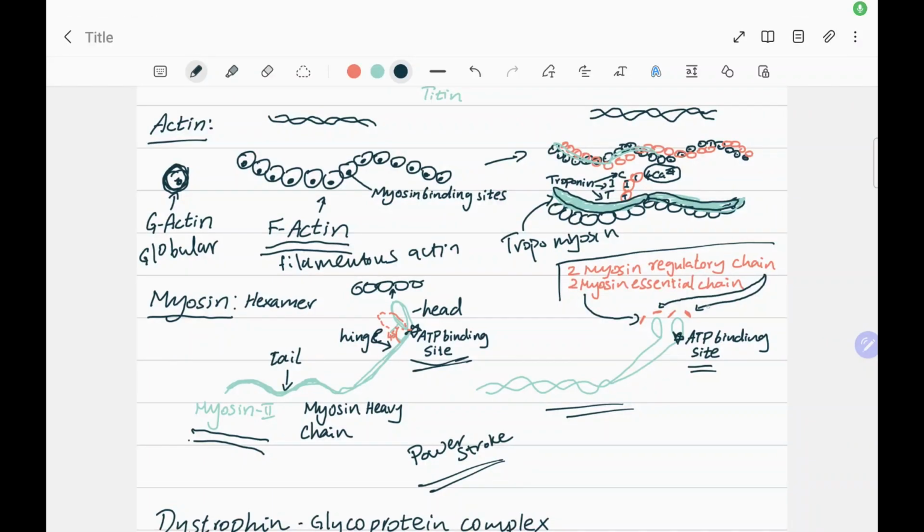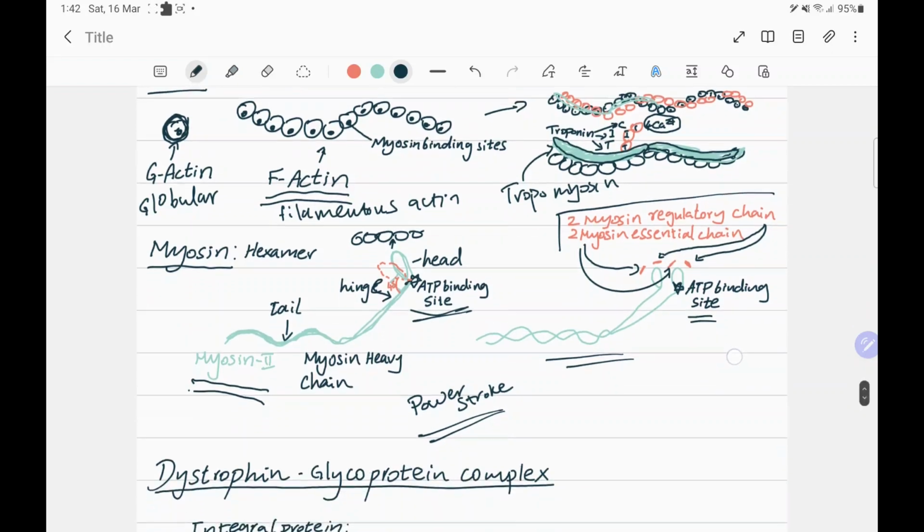We have the two regulatory chains and two essential light chains over here. You should understand that your myosin gets regulated, the speed with which it does the cross-bridge cycling and the power stroke, and that's the job of the regulatory chain, to determine how fast it works. And the essential chains are there because if you don't have the essential chains, there won't be any cross-bridge cycling or power stroke, and that's how it is.